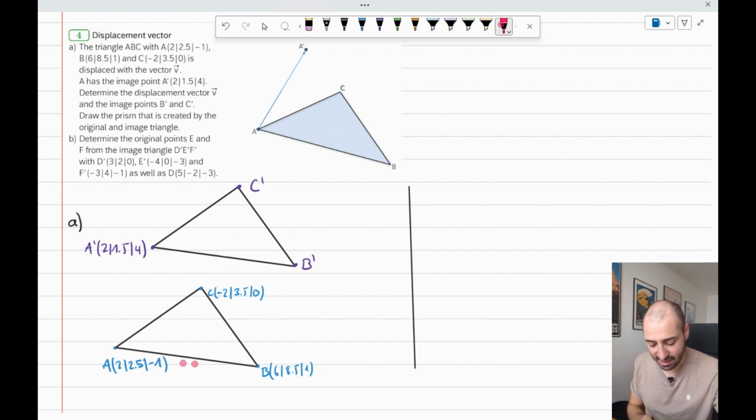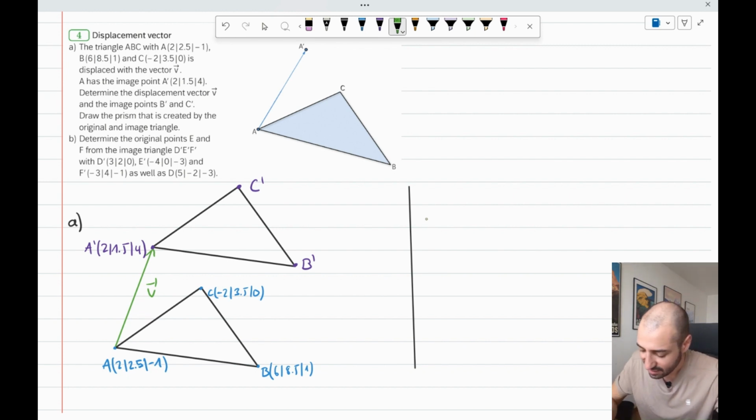So here we see the original triangle ABC with the coordinates, and we know that it's displaced to some triangle A prime, B prime, C prime, and the coordinates of A prime are given. So we are looking actually for this displacement vector here. That's the displacement vector v that we want to find. And once we have that, we can then figure out the coordinates of B prime, C prime.